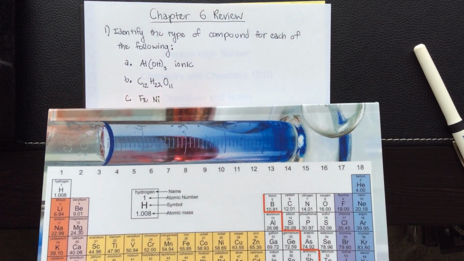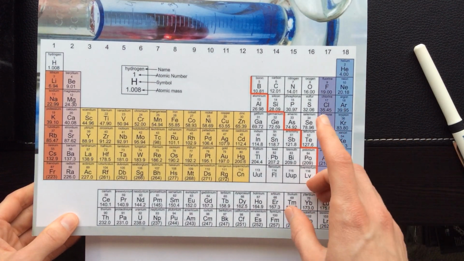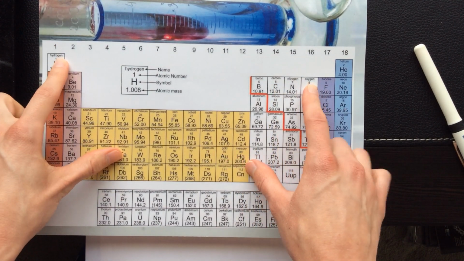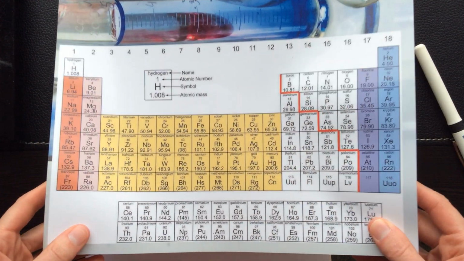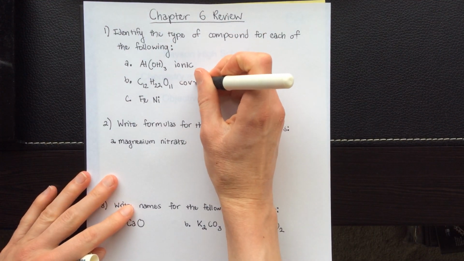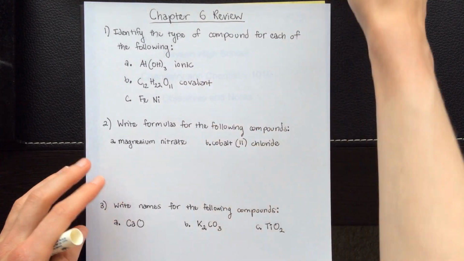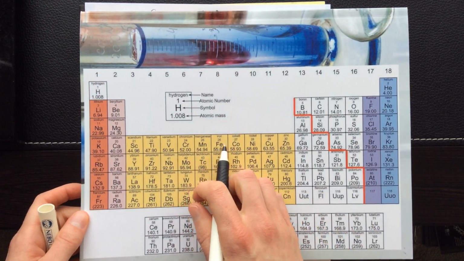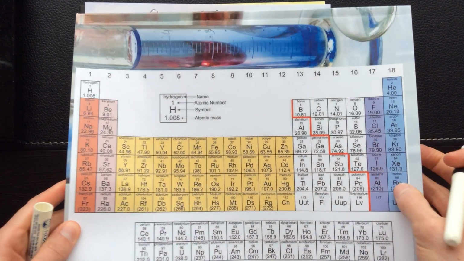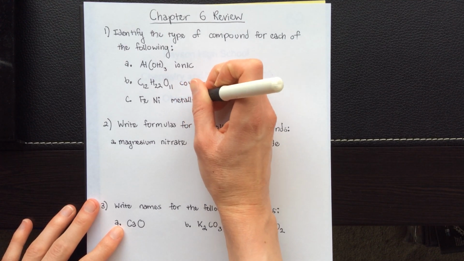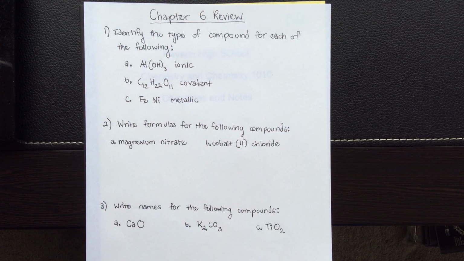Now we've got C12H22O11, that's table sugar, sucrose. So we've got carbon, oxygen, and hydrogen. Those are all nonmetals. So that makes sugar covalent. And then if we've got Fe and Ni together, like that, those are both metals. So that's going to be metallic. And that's it for types of compounds. If you can do that, you're good.